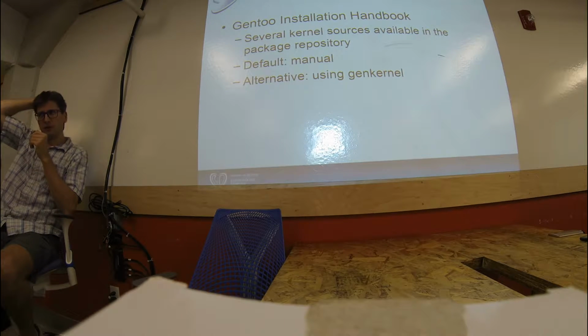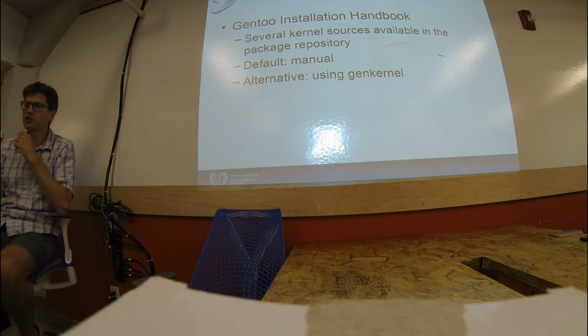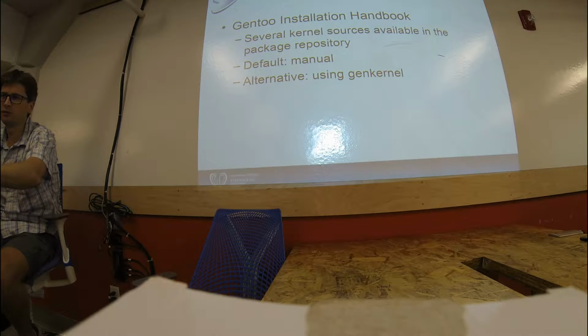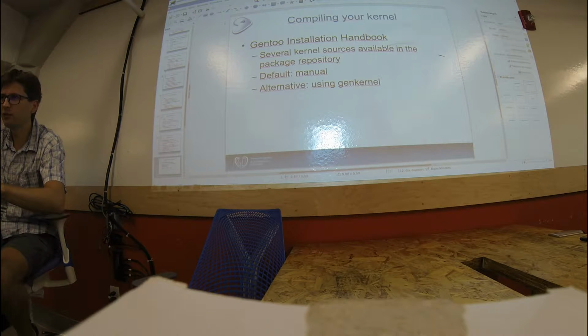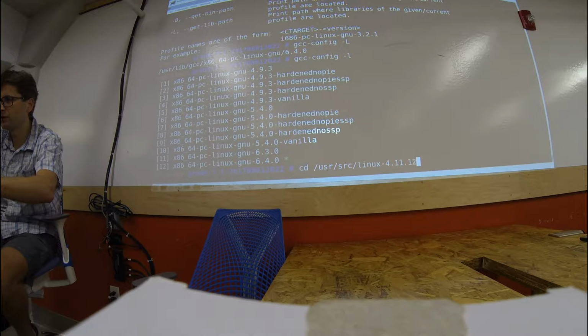Compiling your kernel, I think we won't be able to cover that, but the installation handbook says that the default is manual. So you configure your kernel manually. It gives some advice on the most common options you have to keep enabled. But for somebody who is doing it the first time, I think it's a little overwhelming. I'm doing it for many years now, so it's not that hard for me to make myself familiar around it.